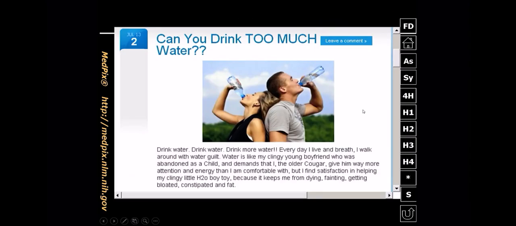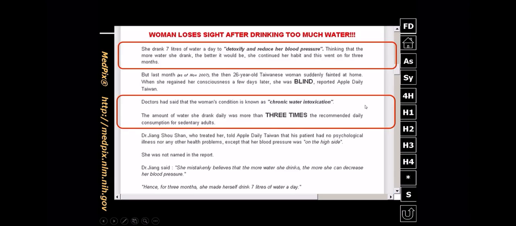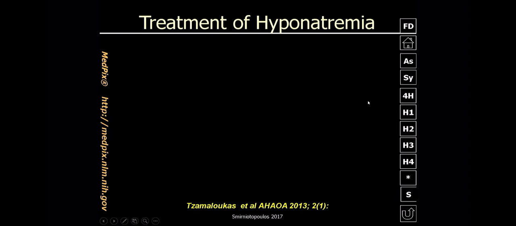Can you drink too much water? I know a lot of people are going to the parks and it's warm and it's humid and you're encouraged to drink a lot of water, but it's really easy to make yourself hyponatremic, but typically not to a symptomatic level. This is a history of a woman who lost her sight after drinking too much water.